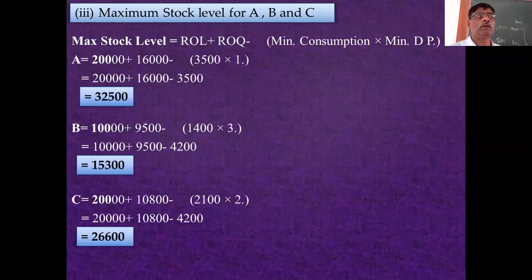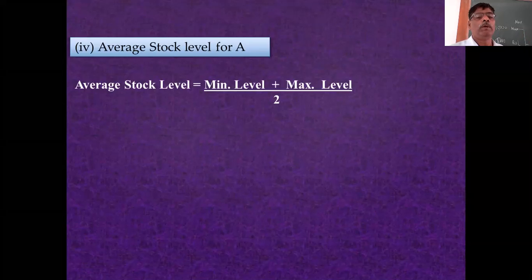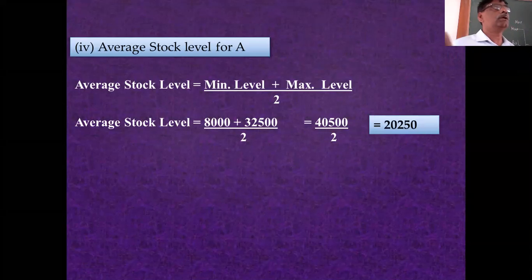A, B, C: first give the equation and solve it. And average stock level for A is minimum stock level plus maximum stock level divided by 2. Answer is 8,000 plus 32,500, divided by 2, is 20,250. This is the answer. In this way, you solve the problem. Okay. Time up. Any doubt? And today I will see the other examples and I would like to conclude the levels of stock here.